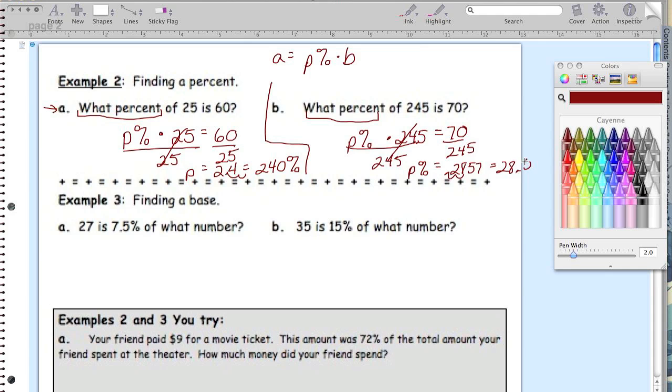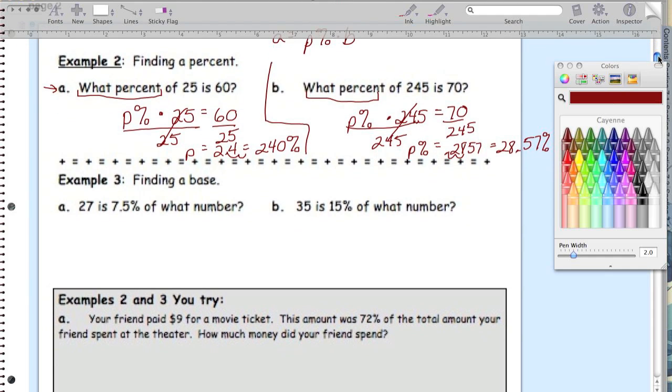I get 28.57%. Some people ask me, how many decimal places should I round to? If you're not told, round to 2 decimal places and leave it like that. It's a good rule of thumb.